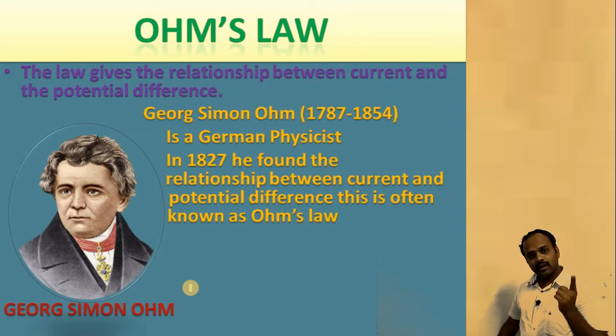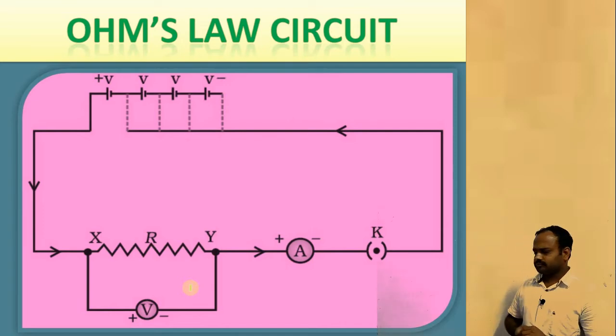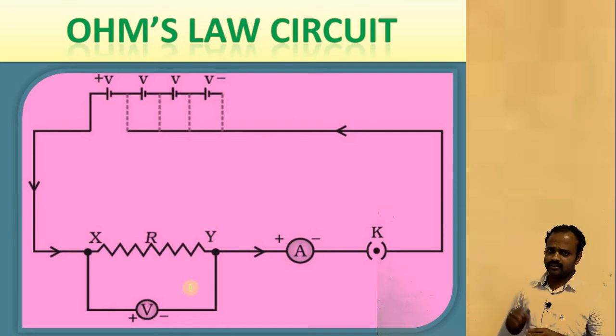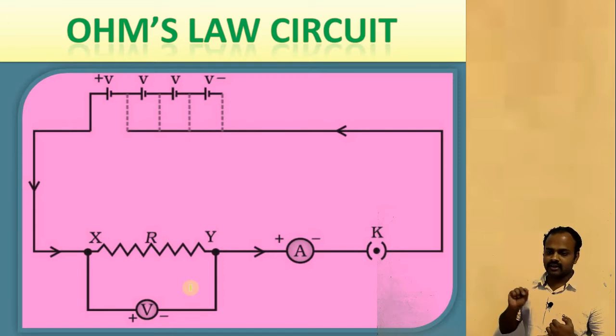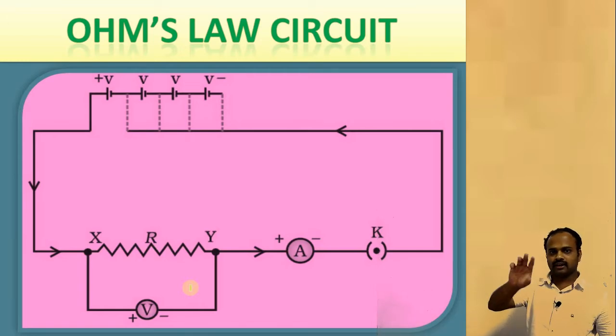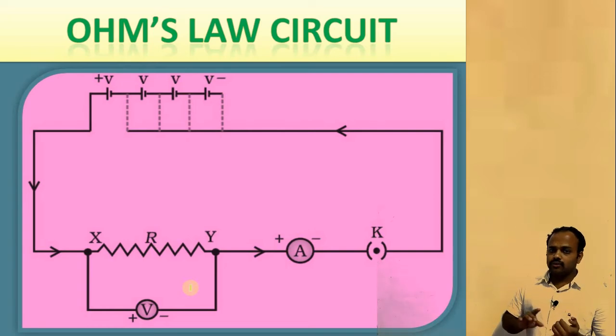Ohm's law we can discuss by looking at an activity. Look here, here is a circuit. In the circuit, 4 cells are connected, and a nichrome wire of resistance R is connected between points X and Y, and across it a voltmeter is connected. In series with the nichrome wire an ammeter is connected, and a plug key is connected, and the end of the plug key is connected to the negative terminal of the cell. We have 4 observations: for the first cell, second cell, third cell and fourth cell.